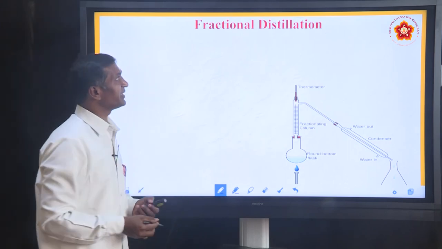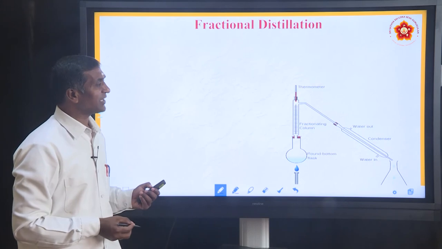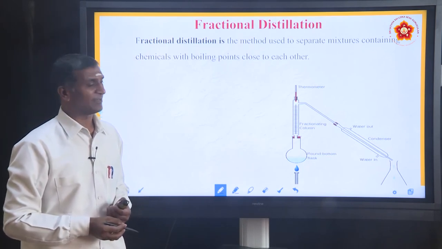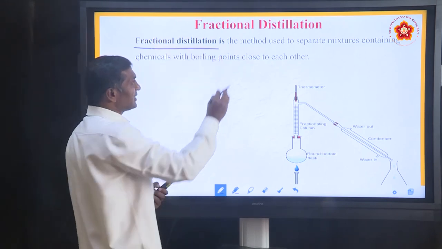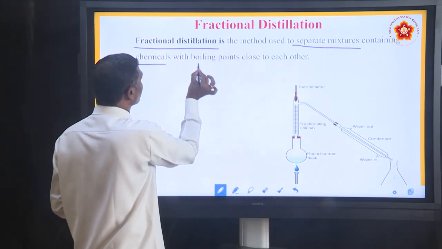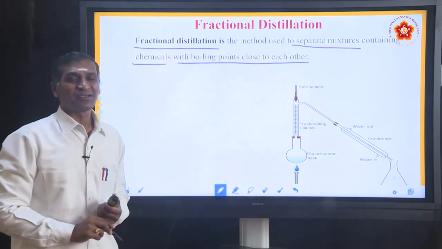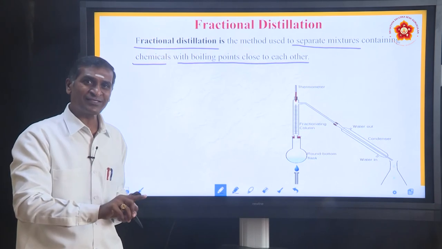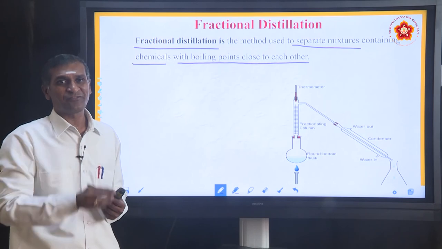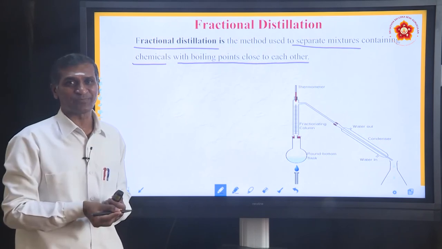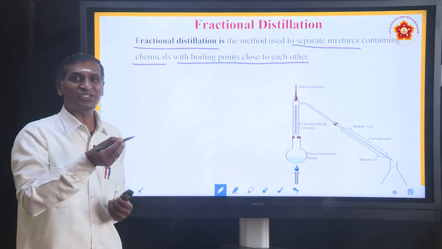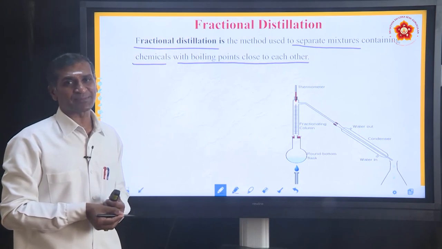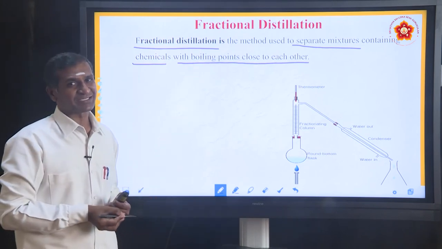Dear students, the next is fractional distillation. Fractional distillation and distillation vary in a very minute way. What is it? Fractional distillation is the method to separate mixtures containing chemicals with boiling points close to each other. In distillation, the boiling points are different, but in fractional distillation, the boiling points are very close to each other. Fraction, so the term fractional distillation is used. Such substances with boiling points close to each other are separated by the method called fractional distillation.